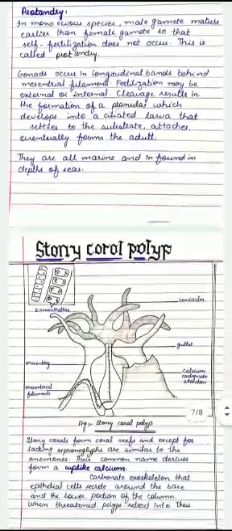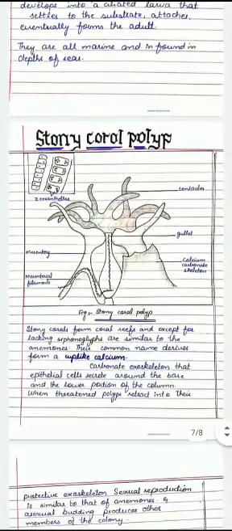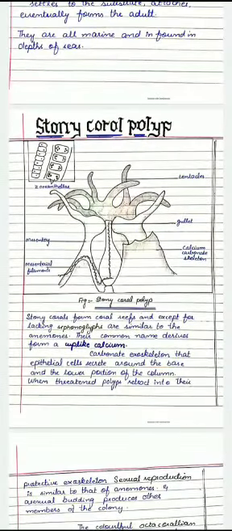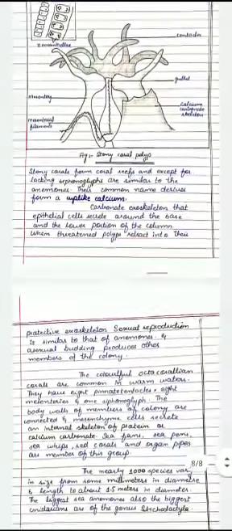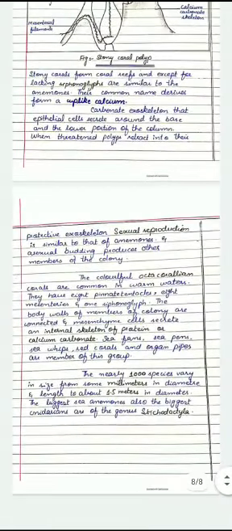The next example of class Anthozoa is stony coral polyp. Here's the diagram of this. The stony coral polyp's name is derived from a cup-like calcium carbonate exoskeleton that epithelial cells secrete around the base and the lower portion of the column. Now we discuss its reproduction. Sexual reproduction is similar to that of anemones, and asexual budding produces other members of the colony.